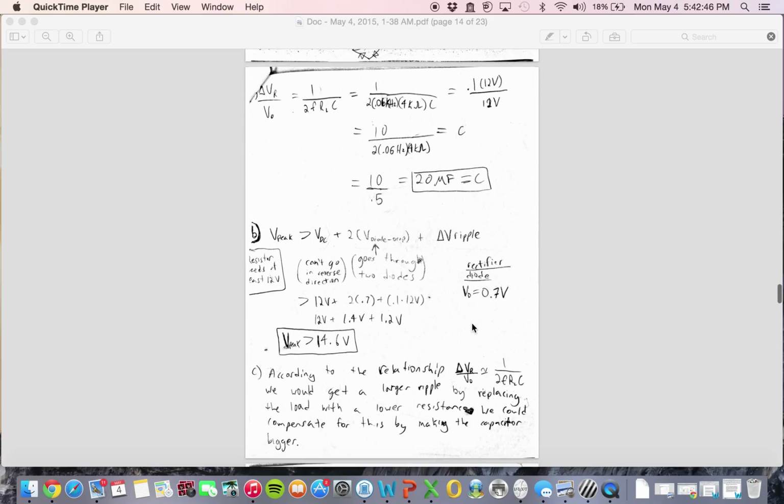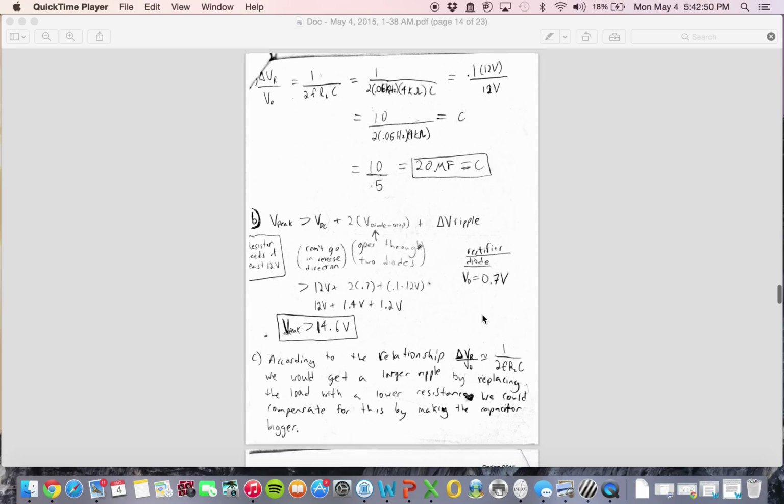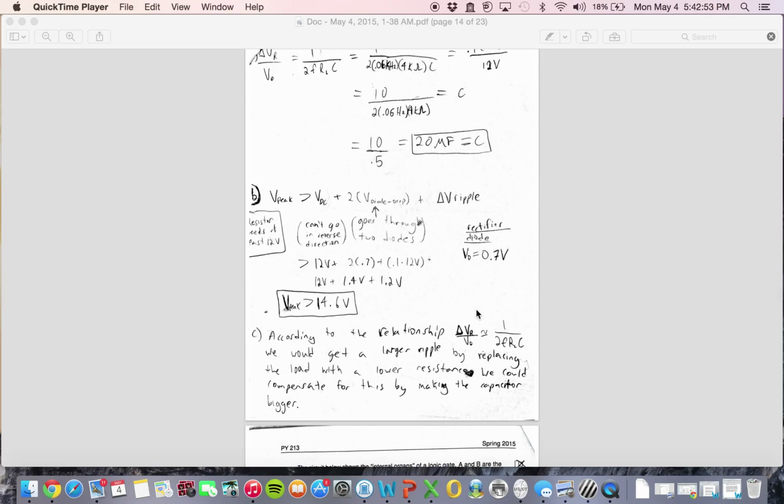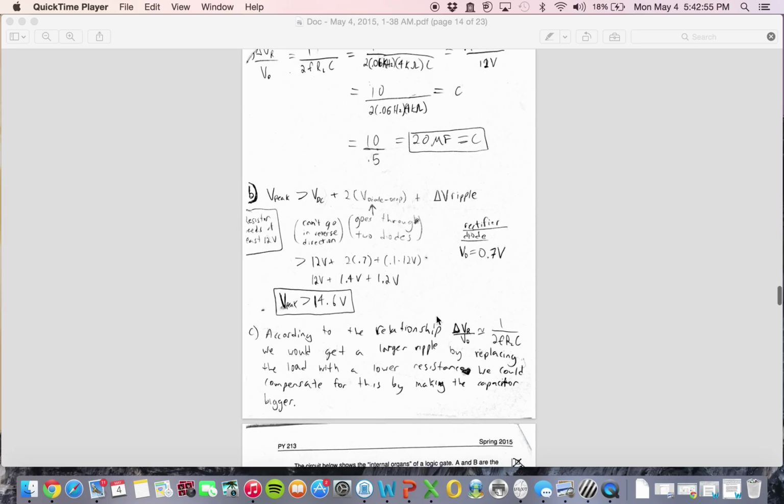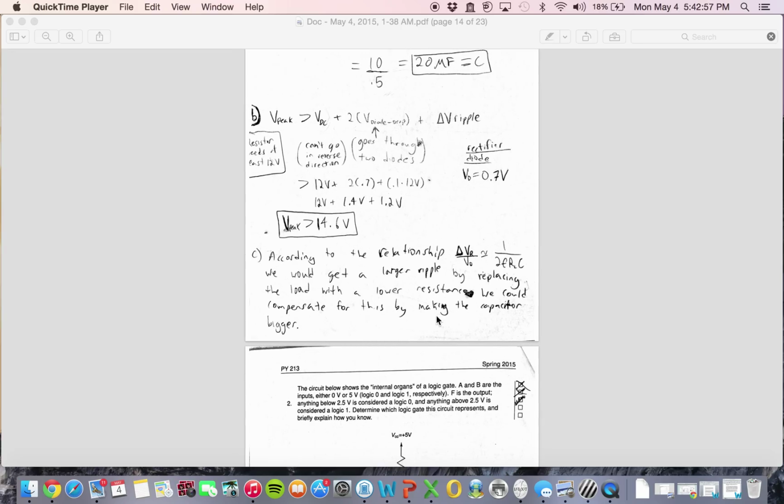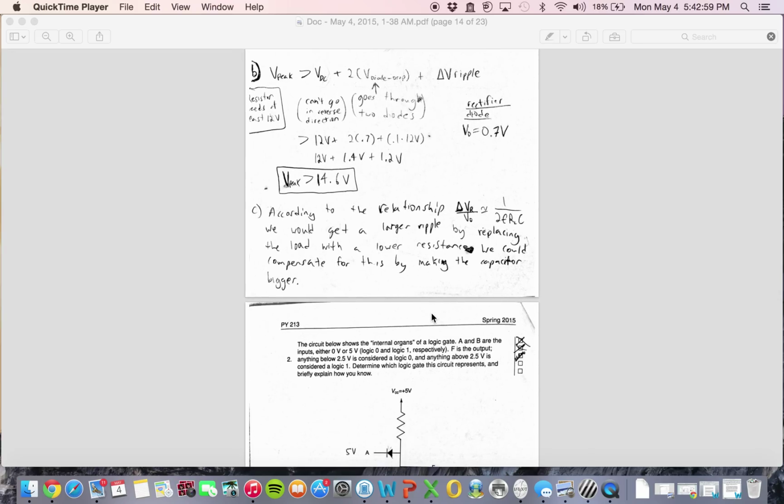The rectifier diode is 0.7 volts, and when I do out this kind of loop rule based thing, I get that the V peak must be greater than 14.6 volts in order to have a DC voltage rectified of 12 volts. So according to the relationship, we would get a larger ripple by replacing the load with the lower resistance, and we could compensate for this by making the capacitor bigger. This is true.